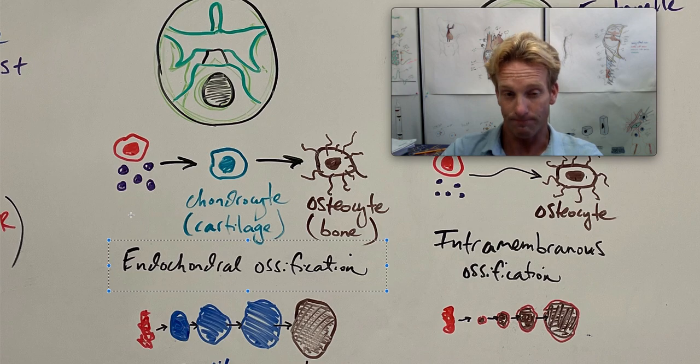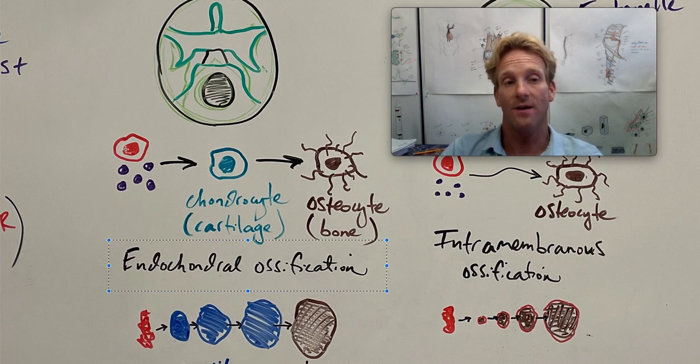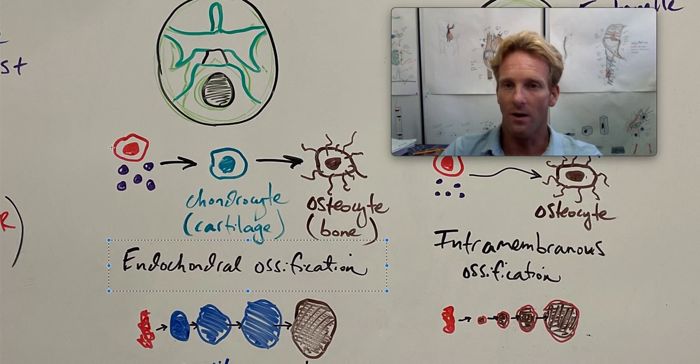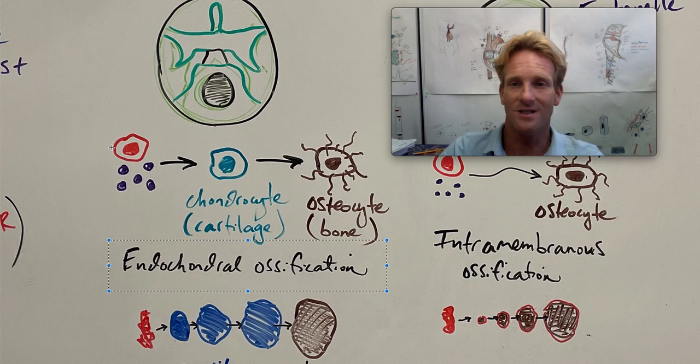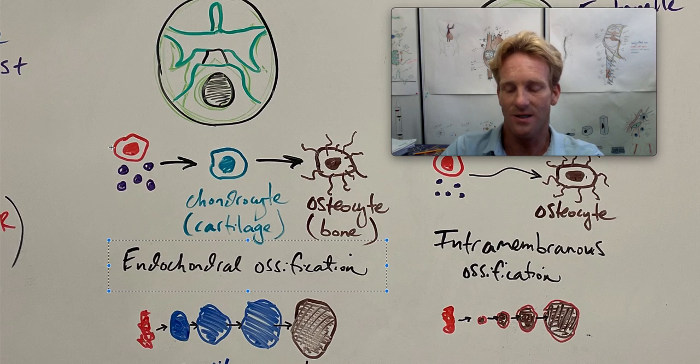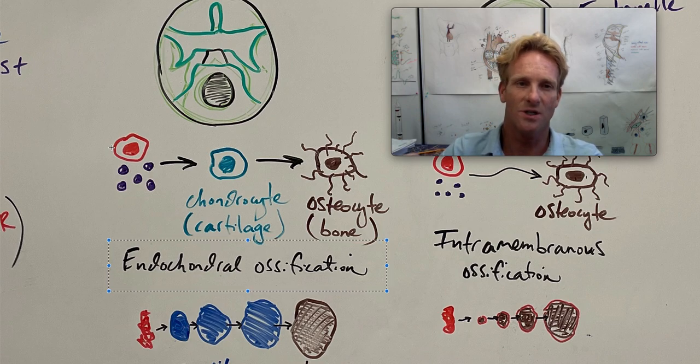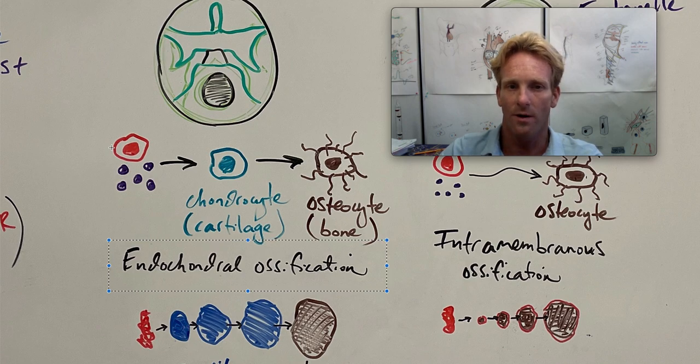And it occurs when you have these cells of the occipital somites from mesoderm, they develop into cartilage. Now remember, cartilage is a really simple kind of tissue. It's pretty much just these chondrocytes, collagen, which is a strong protein, and then water. It's really simple and it's easy for the body to make.